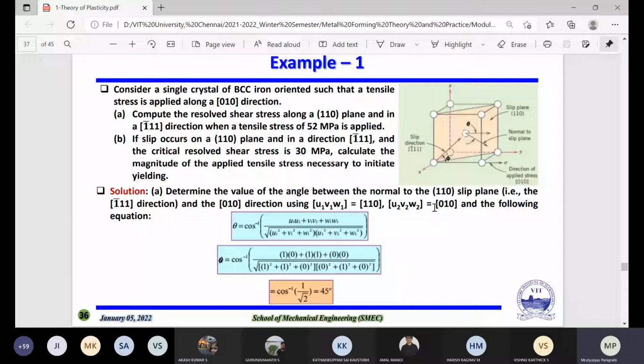This equation is already derived in your material science, so we are not going into the derivation because it will take time. You have U1, V1, W1 and similarly U2, V2, W2, so you can calculate theta. Can you calculate theta? If you can, then you can go for phi. Use a similar formula, but the plane and direction will be different.